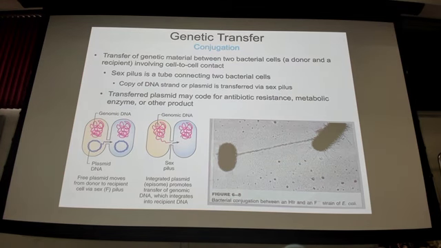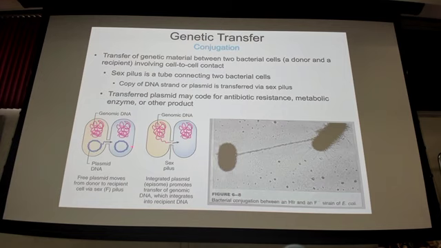The first method we're going to talk about is conjugation. This cartoon is from the Murray textbook, and it shows two different types of conjugation happening between two bacterial cells. These bacterial cells, the donor and the recipient, the donor being the one in orange and the recipient being the one in blue, don't have to be the same species in order to make this happen. And not all bacteria can do this kind of conjugation.